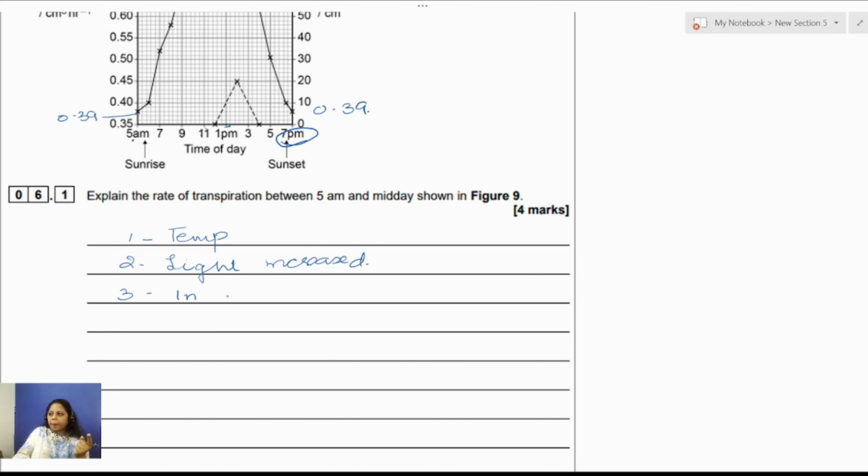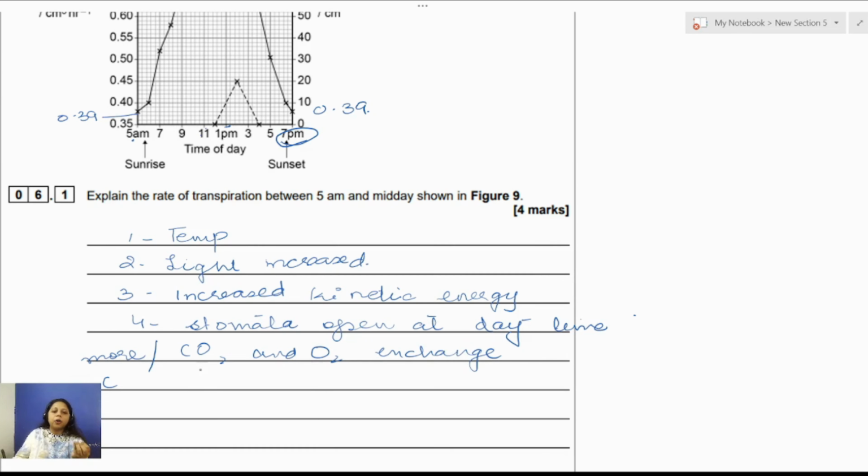Okay. Okay. What else can be? It's related to transpiration. So relate something with transpiration. Stomata. Yes. More exchange, or you can say carbon dioxide and oxygen exchanged, or carbon dioxide enters the leaf for photosynthesis. We can also say this because the stomata are open.